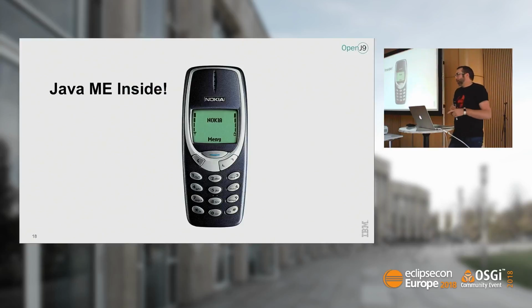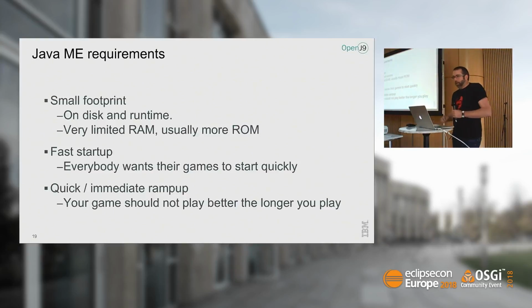So, everybody's favorite phone from the 90s, indestructible. Everyone had one, I hope. The reason OpenJ9 is a very good fit for the cloud, as I'll talk about in the future, is it actually has its roots in ME VMs. So Java ME was basically the first full support that we had. There are some people here in the room that also worked on it back in the day. So that's why we are there.